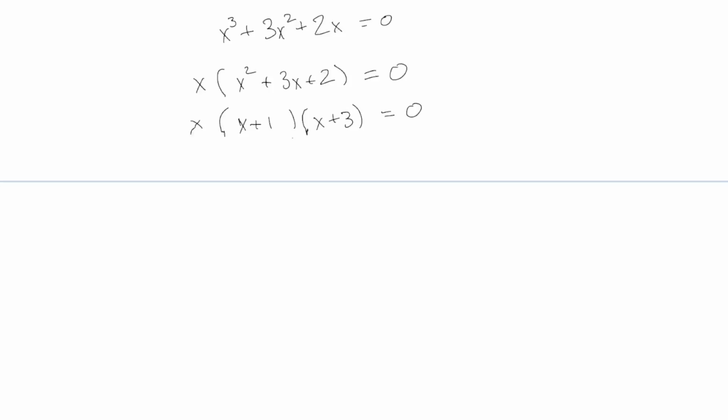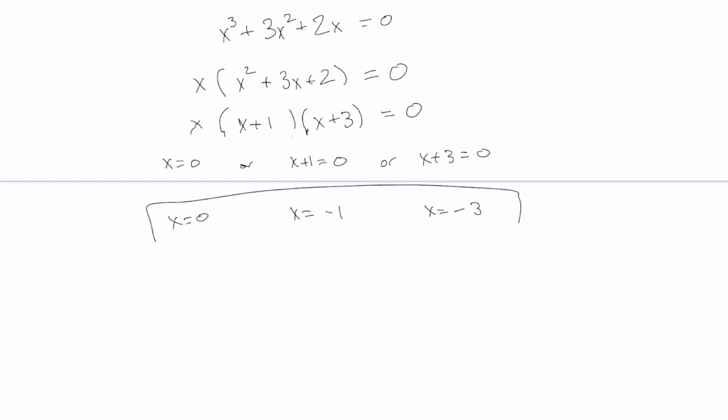All right. So now this thing is factored entirely, and we can solve for x by just setting each of the factors equal to 0. So I say x equals 0, or x plus 1 equals 0, or x plus 3 equals 0, right? And then each of those we solve for x. The first one is already x equals 0. The second one says x equals -1, and the last one says x equals -3. So I have 3 critical numbers.